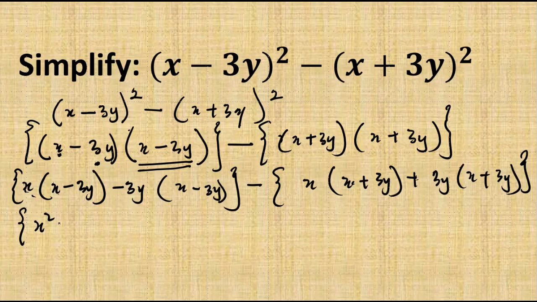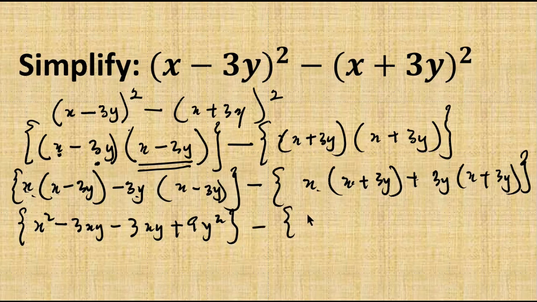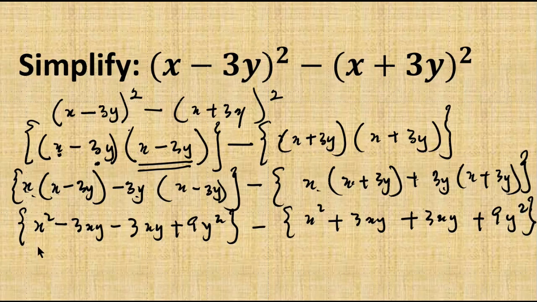x times minus 3y, that's minus 3xy. 3y times x again, that will be minus 3xy. Now I have minus 3y times minus 3y, that becomes plus 9y squared. I'll close the bracket, minus x now again times (x + 3y), that's x squared plus 3xy, plus 3y again times x, that's 3xy plus 9y squared. I'll close the bracket. Now let's simplify further.